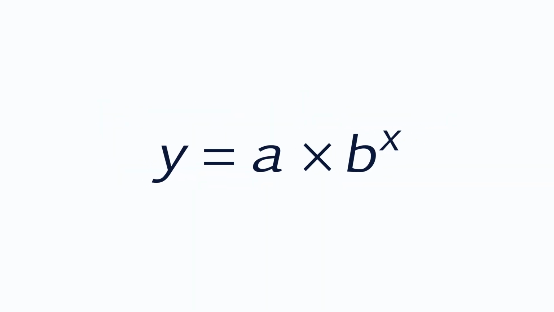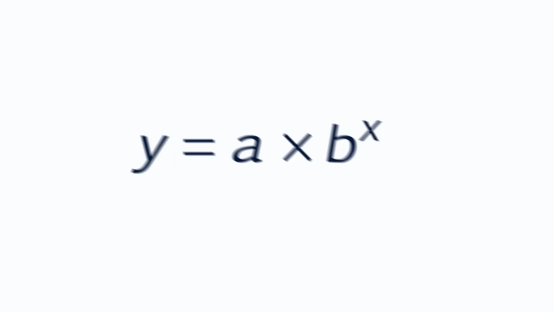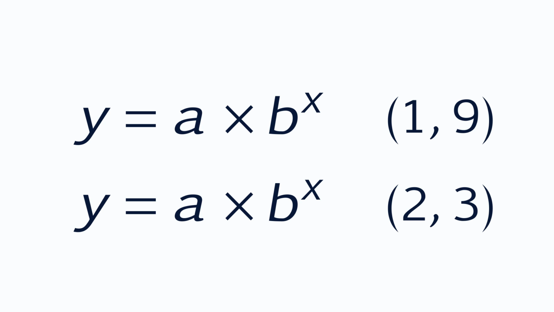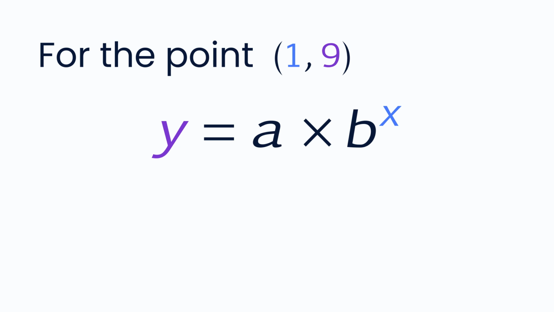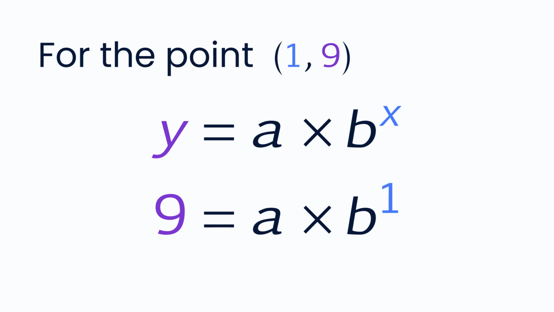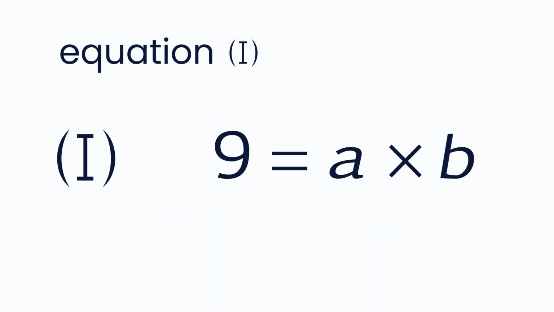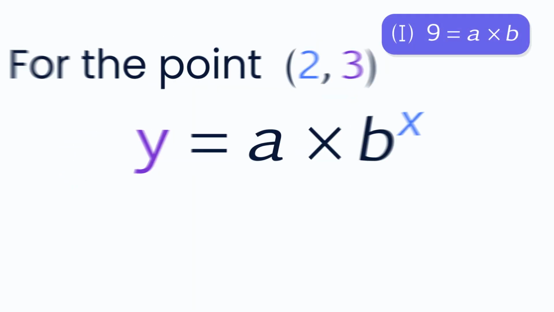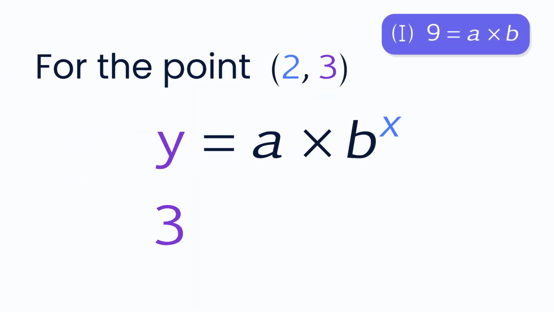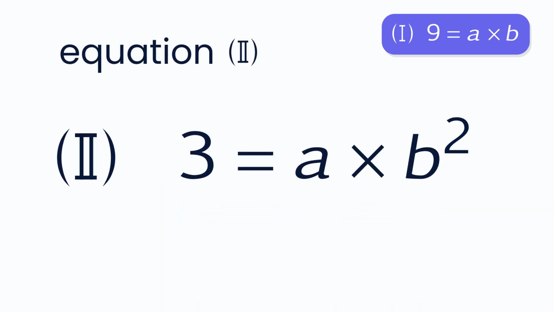Like in the previous example, you use the equation y equals a times b to the power of x. This time you use it twice, one for each coordinate, like this. The first point, 1, 9, leaves you with the equation 9 equals a times b raised to the first power. You can simplify this to 9 equals a times b. Let's call this equation 1. Now, the next point, 2, 3, leaves you with 3 equals a times b squared. Let's call this equation 2.